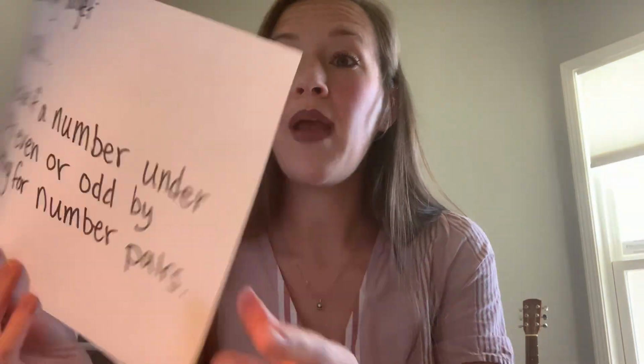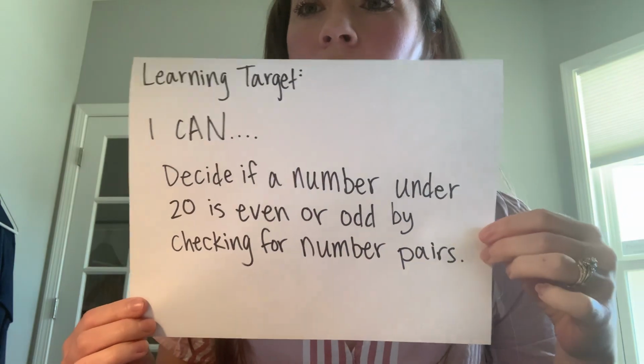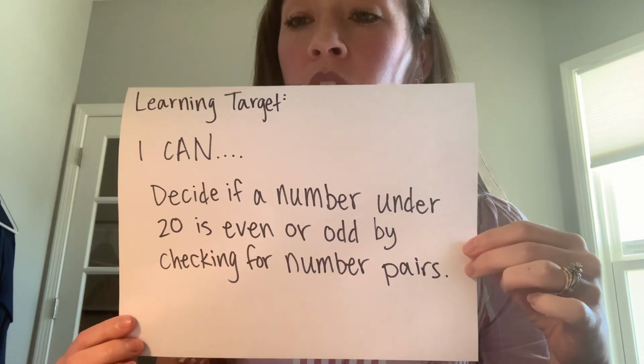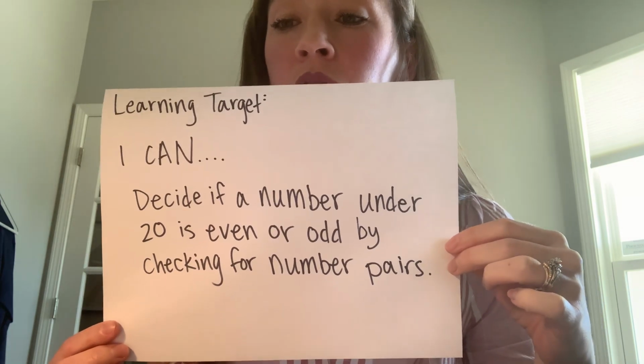Okay, so our learning target today is even and odds. So today we are going to decide if a number under 20 is even or odd. And the way we're going to do that is we're going to be checking for number pairs. So here is our learning target for today. I can decide if a number under 20 is even or odd by checking for number pairs. By the end of this lesson today, you will be able to do that.